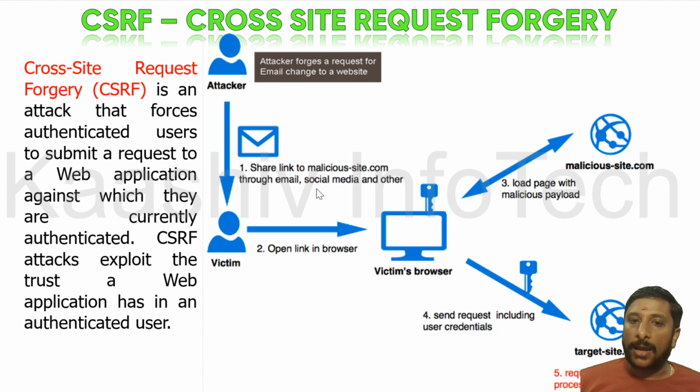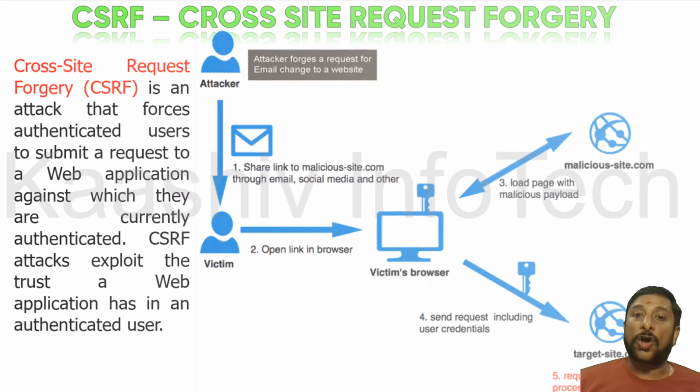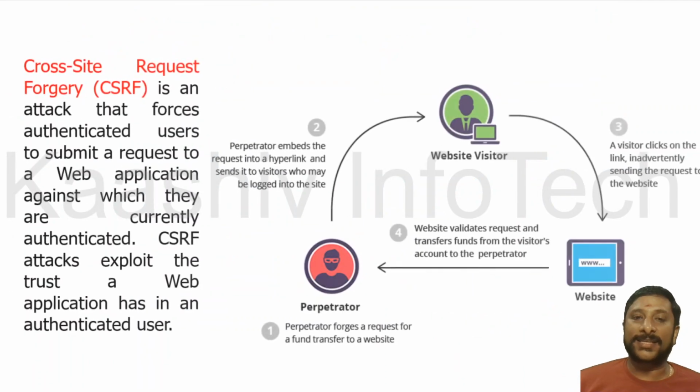He will send some emails to the victim, and the victim will try to click that email. That is a malicious website, thinking that it is ICICI.com. The user unknowingly enters the malicious site, giving the username and password. This username and password is taken by the attacker and he will enter into the genuine website. That is called cross-site request forgery.